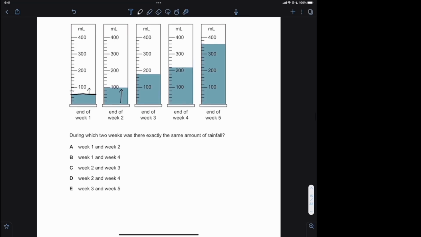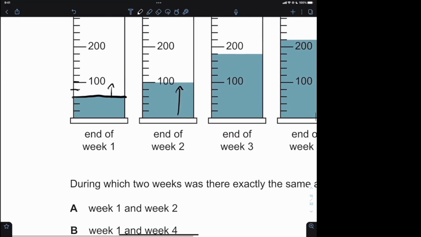So, during which 2 weeks were there exactly the same amount of rainfall? Okay, so we've got to work out the amount of rainfall in each one. Notice how it goes up again in those 5 increments, 1, 2, 3, 4, 5. So we can see that this would have to be increments of 20. All right, we can work out each thing accordingly.